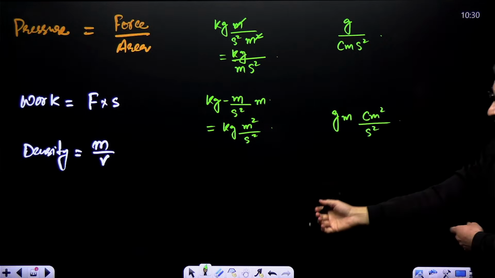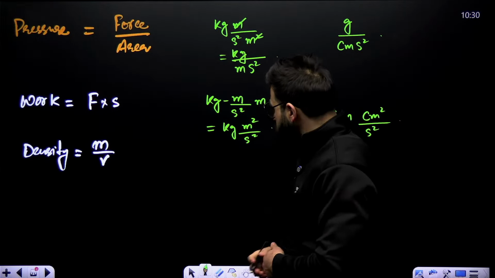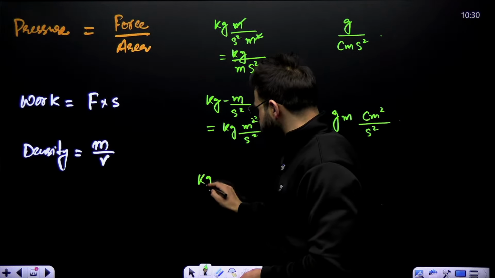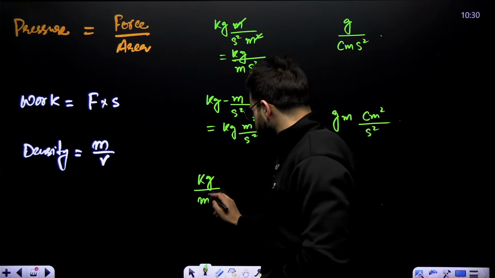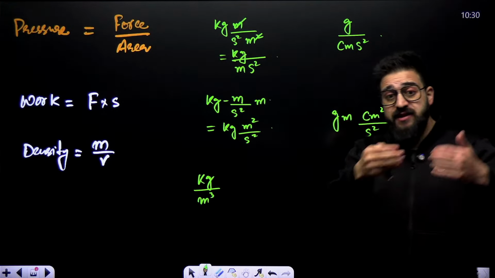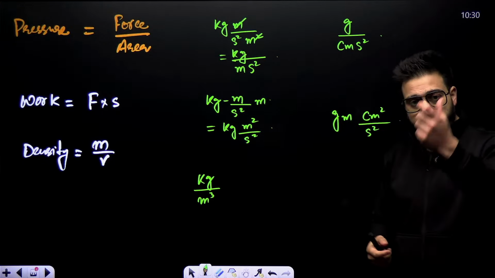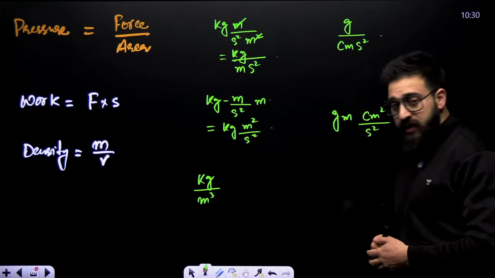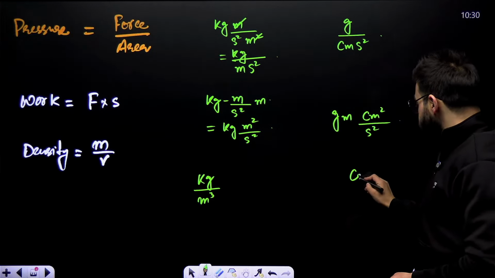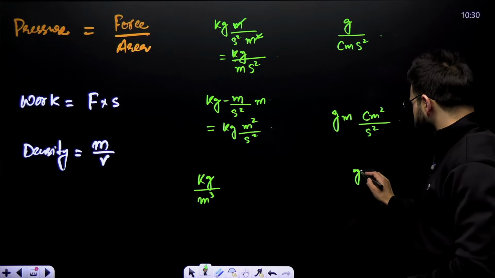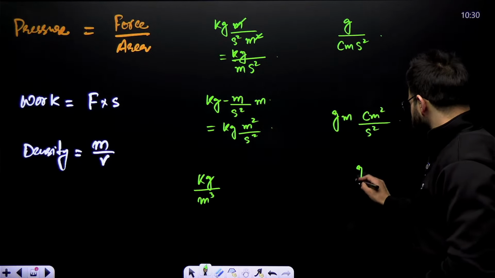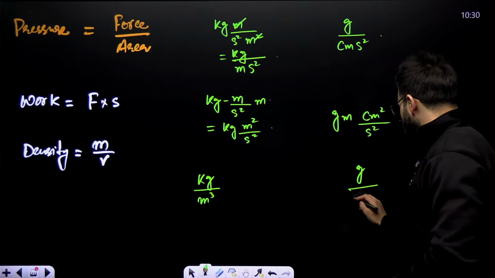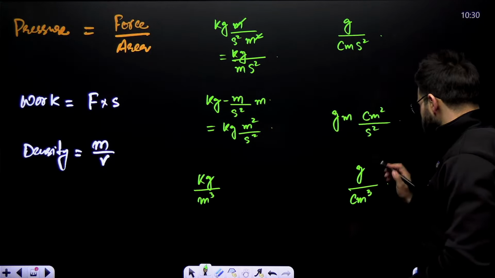Then we say density is mass by volume. Mass in this particular case is kg. And volume is meter cube. Length into breadth into height is volume. So length into length into length, that is meter cube. And here we can say this is gram upon centimeter cube.